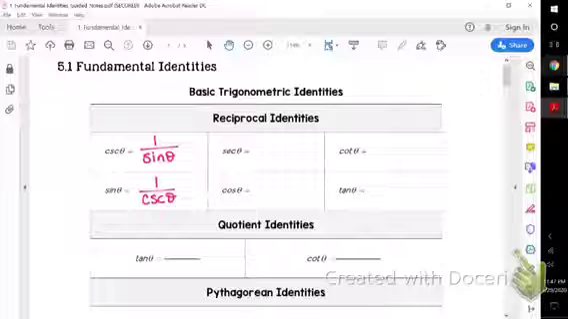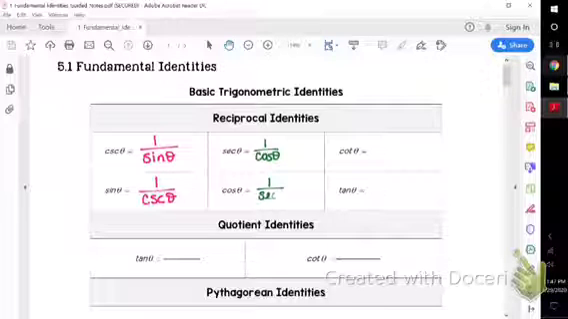What's the reciprocal of secant? The reciprocal of secant is cosine. So secant of theta is equal to 1 over cosine of theta, which means cosine of theta is equal to 1 over its reciprocal, which is secant of theta.